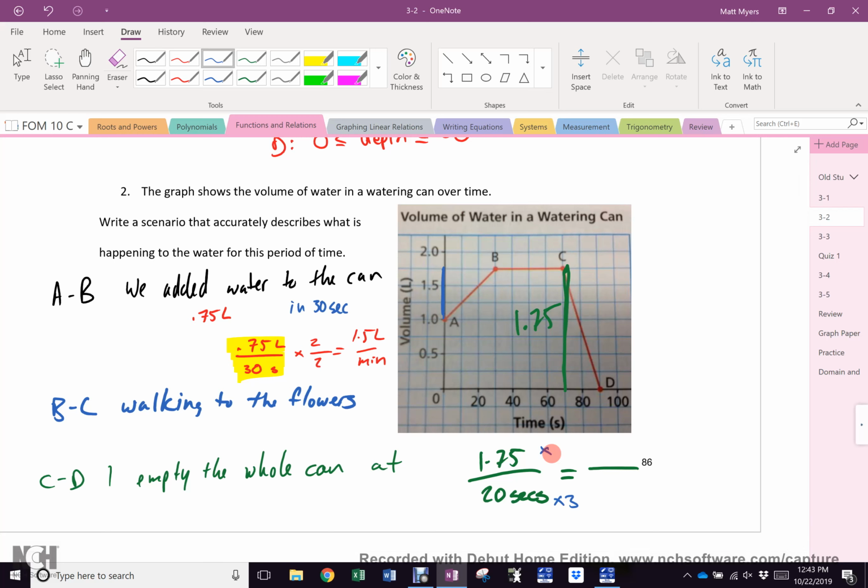Somebody get their calculator. You guys grab your calculator for doing 2 plus 6, and you don't grab your calculator for doing 1.75 times 3? 5.25 liters per minute. Is that faster than I filled it? So the line should be steeper. Is it steeper? Good job.